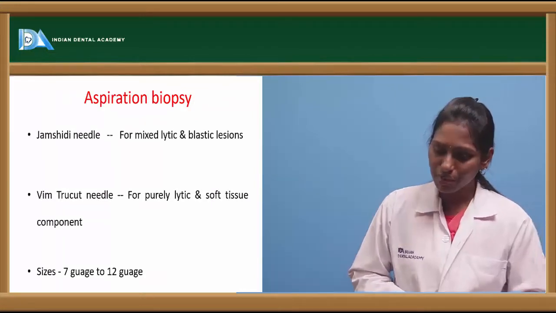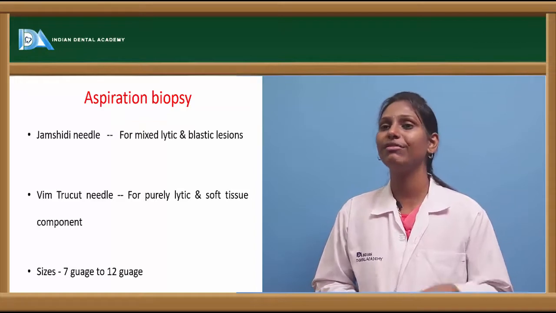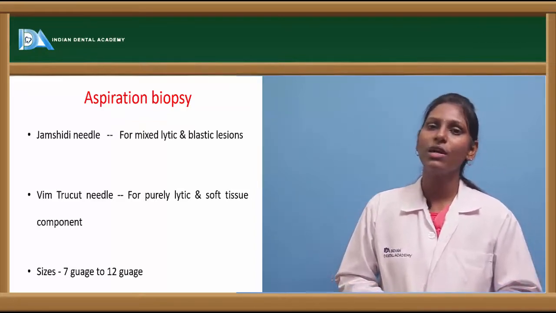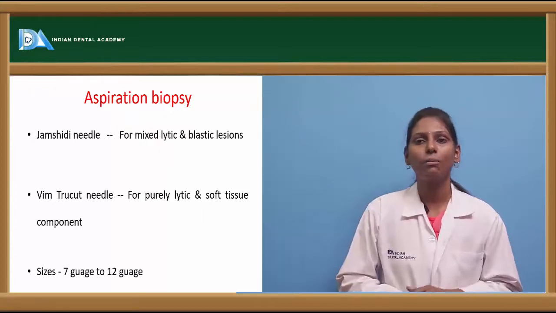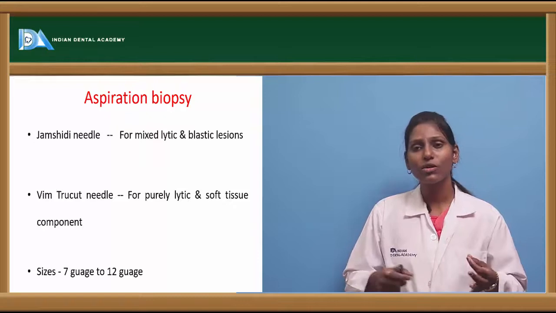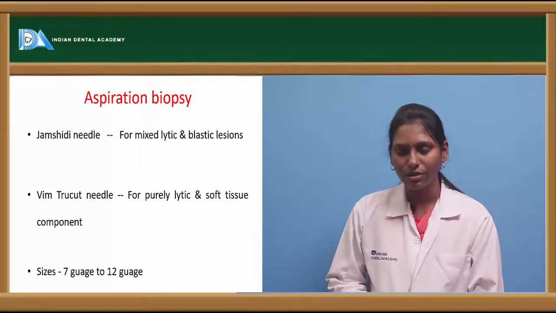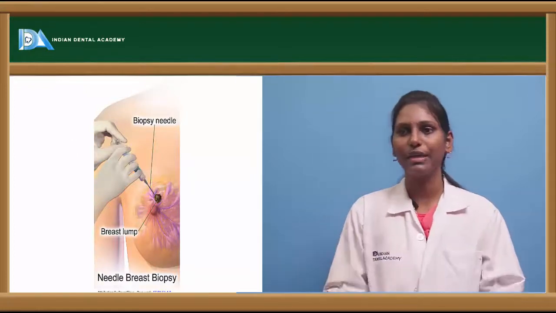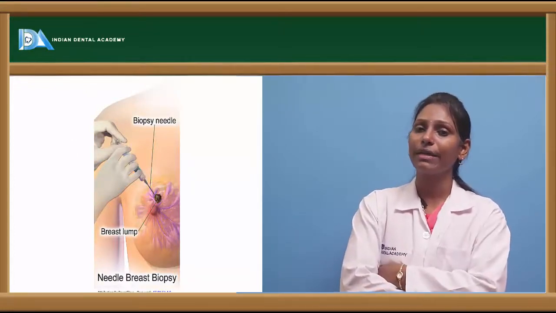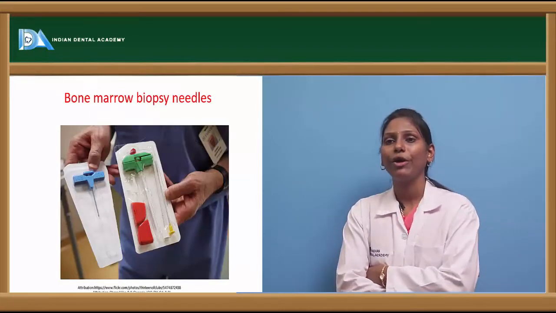The aspiration biopsy usually can be taken with the help of, as I told you, a Jamshidi needle for mixed lytic or blastic lesions. The Trucut needle is most commonly used for purely lytic lesions where a soft tissue component is present. Usually the size of the needle can be 7 gauge to 12 gauge. Then this is a picture showing fine needle aspiration biopsy from a breast lump. And this picture shows us bone marrow biopsy needles.